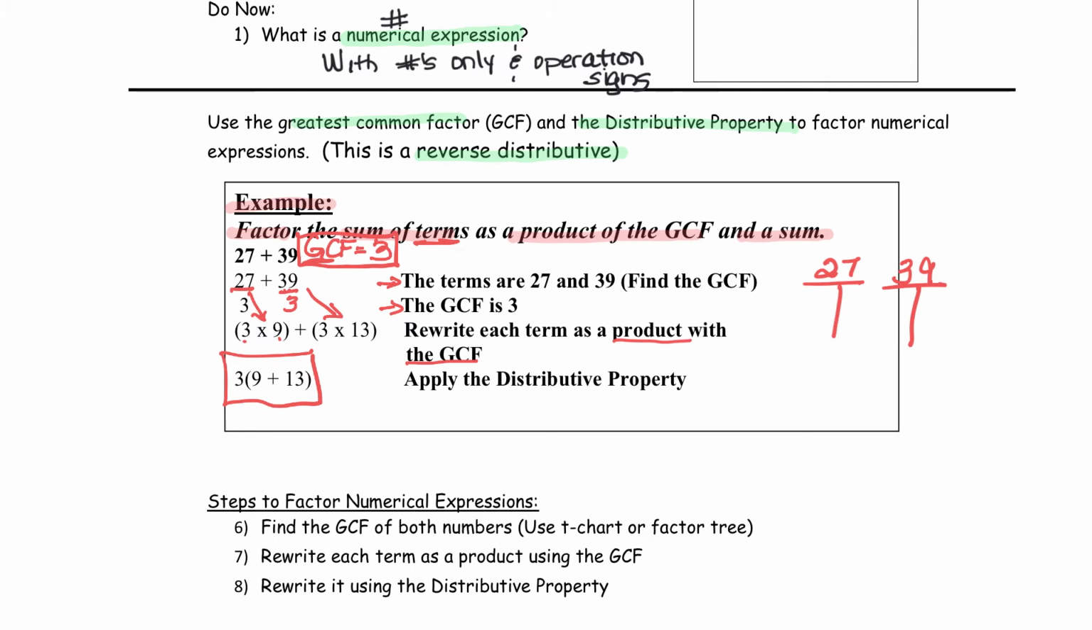So you're going to have the 3 here, the 3 here. The 3 goes on the outside, and then your 2 terms go on the inside. And there you have it. Let's take a look at some more examples.